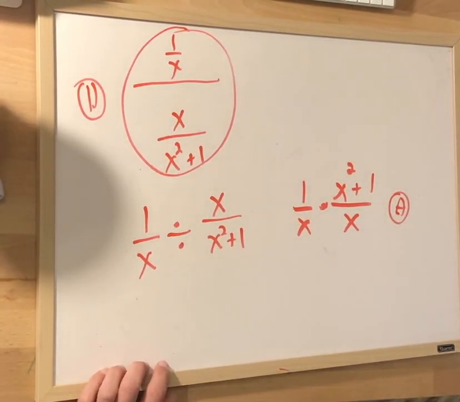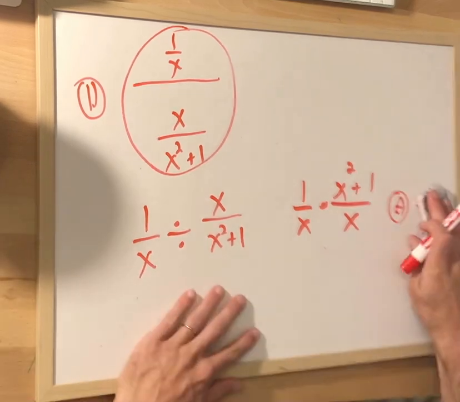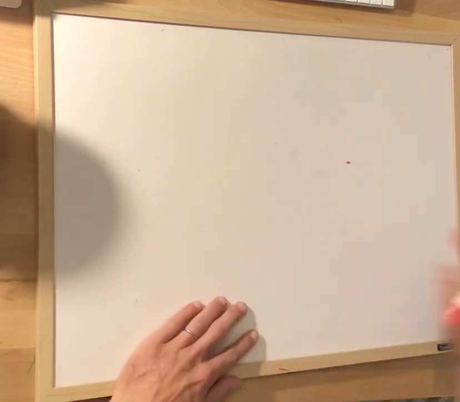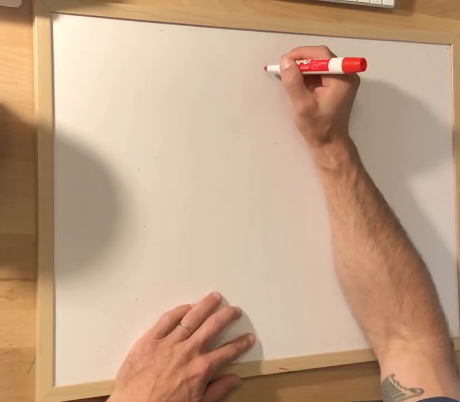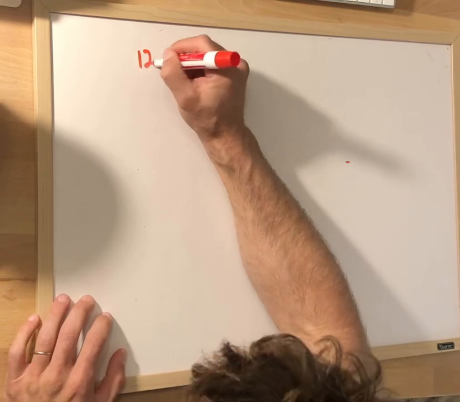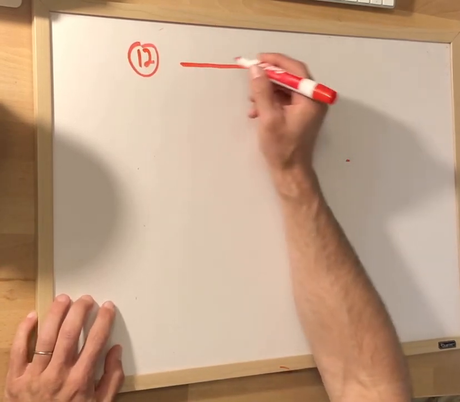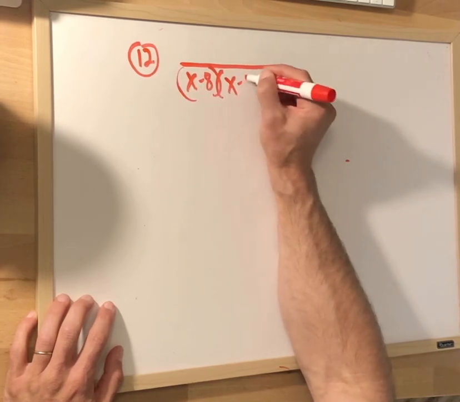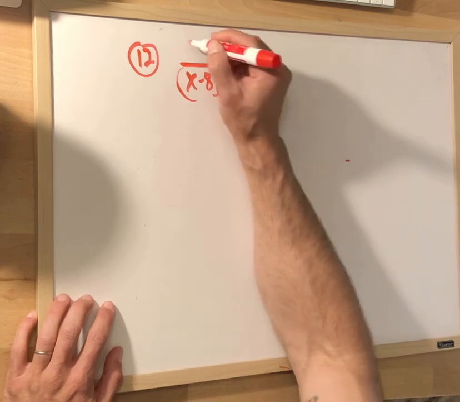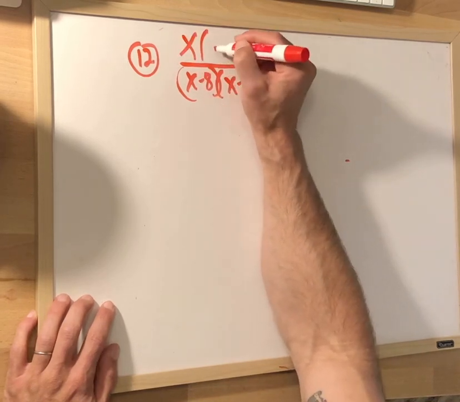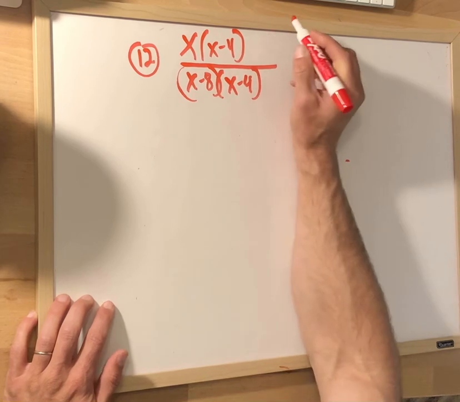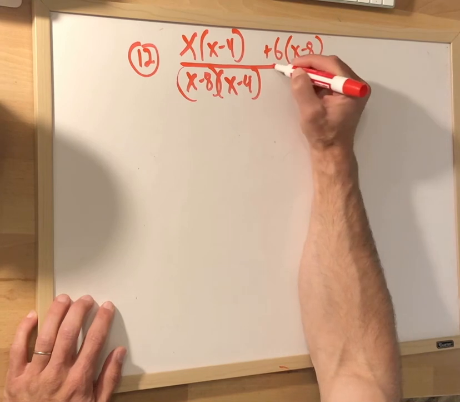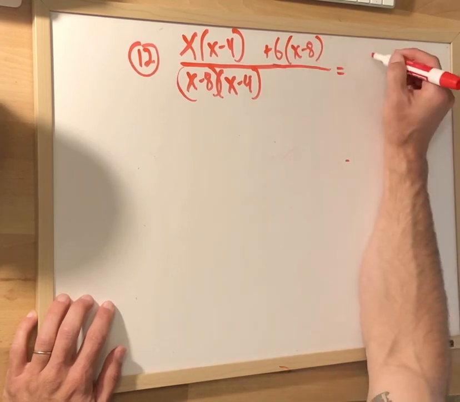Going on to question number 12. Question number 12 is the same exact kind of question. I'm going to go back. Number 12, I'll go ahead and start the first process of number 12. I have to have a common denominator on the left of x minus 8 times x minus 4. So I have to multiply the x by x minus 4, and I have to multiply that positive 6 times x minus 8. And then this is equal to x squared over.